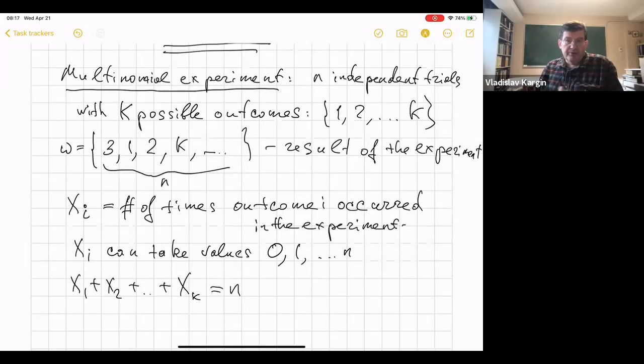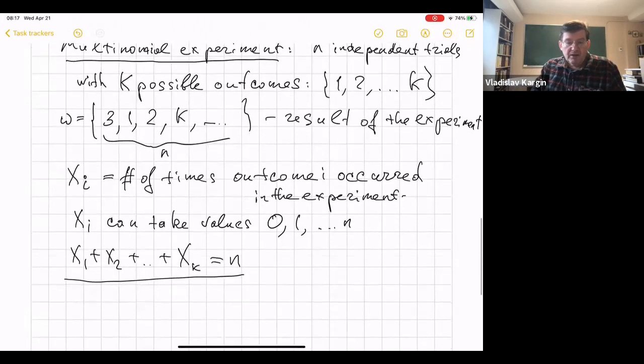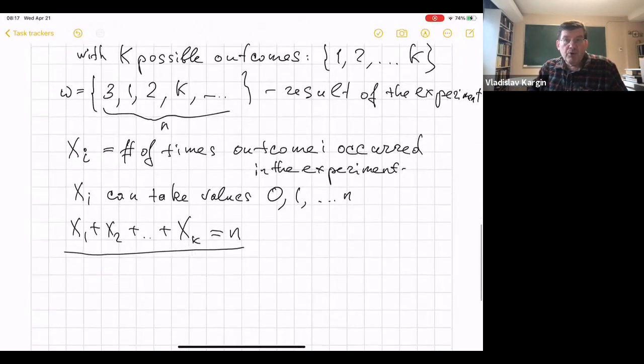In the previous example, there were two categories, failures and success, and we basically ignored the failures. But in principle, you know that the number of successes plus the number of failures should be equal to the total number of trials. So this is a generalization of that. And then after that, you can ask the question: what's the distribution of this vector?